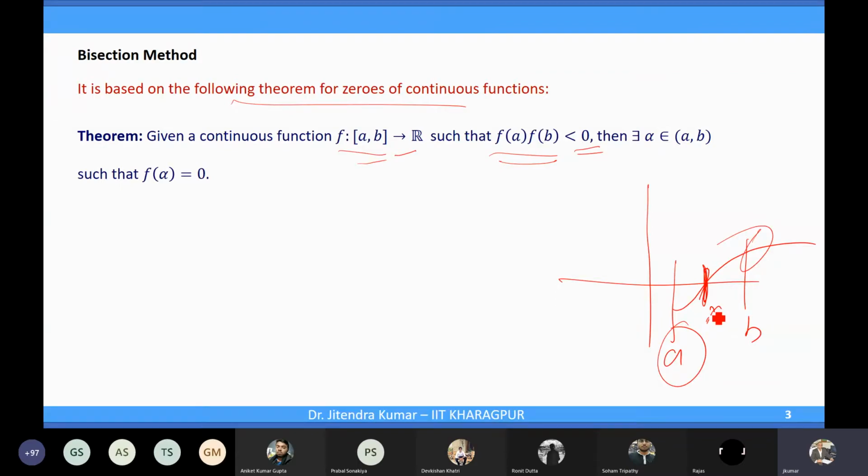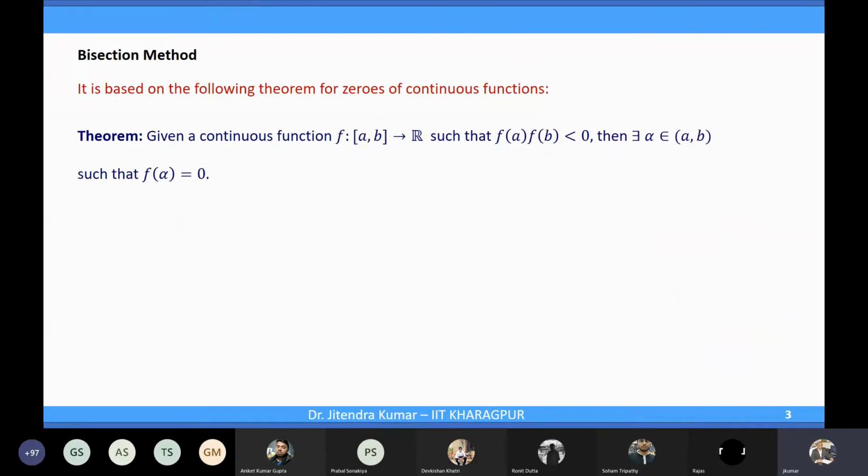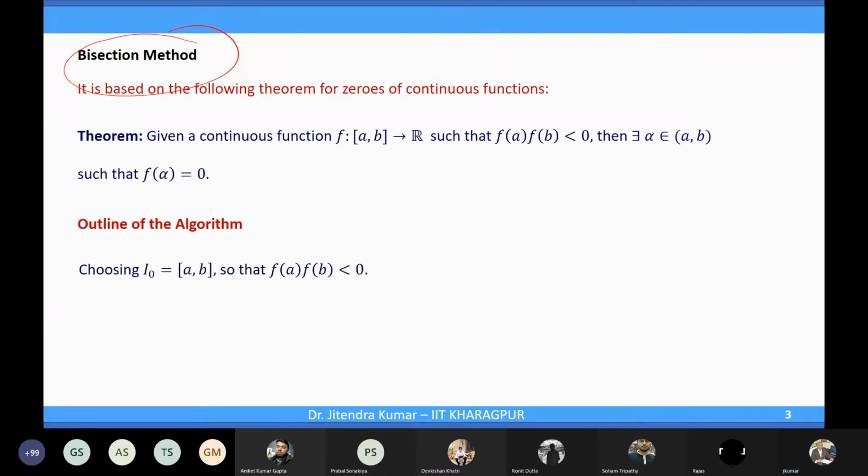There is an alpha such that f(alpha) is equal to 0. So it's clear to all of you, I think you know this theorem. And now the outline of the bisection algorithm. It is not a very involved method which I need to explain; it is very easy, and the algorithm which I am giving you here should be enough. You first choose the interval where you find that there is a root, the initial guess for the interval.